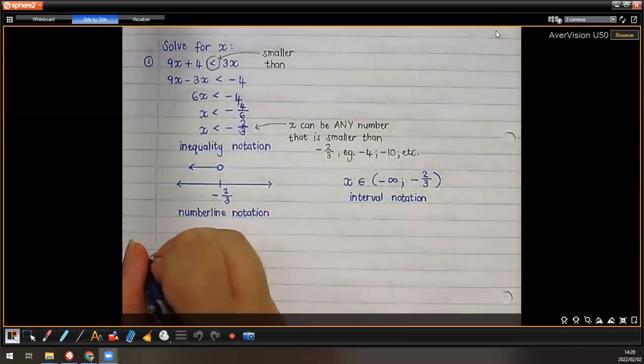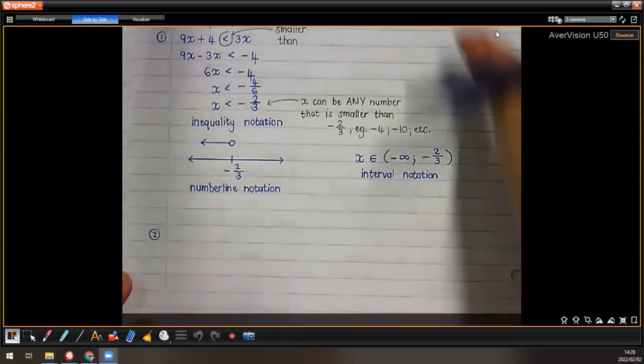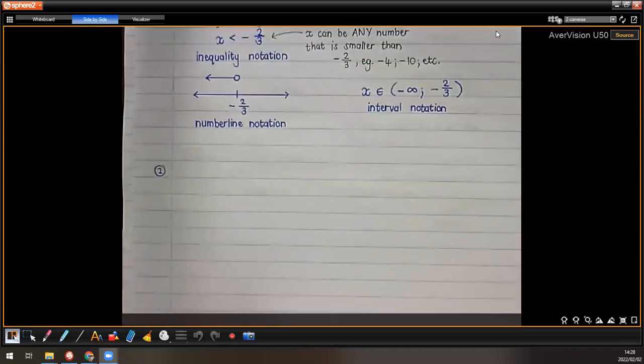Right, let's look at another example now where you actually have two values in your answer. So I'm talking about this type of question. Let me just get a nice one here.